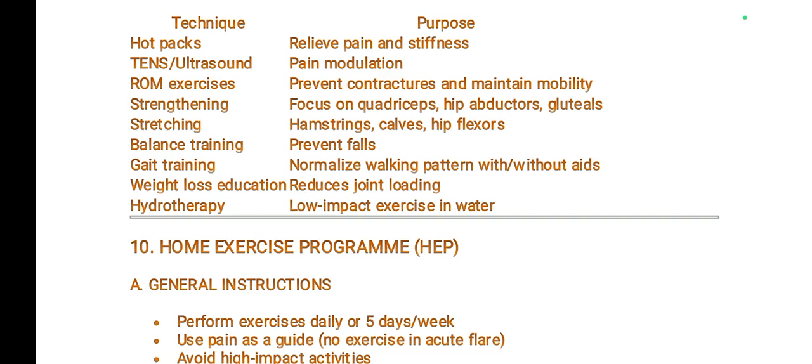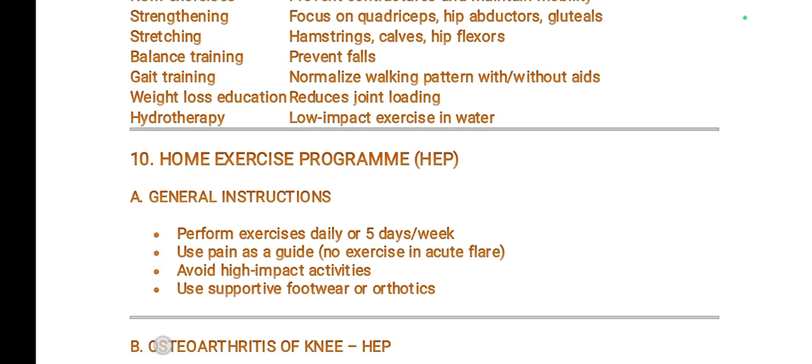Range of motion exercise prevents contractures and maintains mobility in case of OA. Even OA can also lead to contracture. Strengthening focuses on quadriceps, hip abductors, gluteus. Stretching hamstring, calves, hip flexors. Balance training prevents falls. Gait training normalizes walking pattern with or without aids. Weight loss education reduces joint loading. Hydrotherapy, low impact exercise in water.